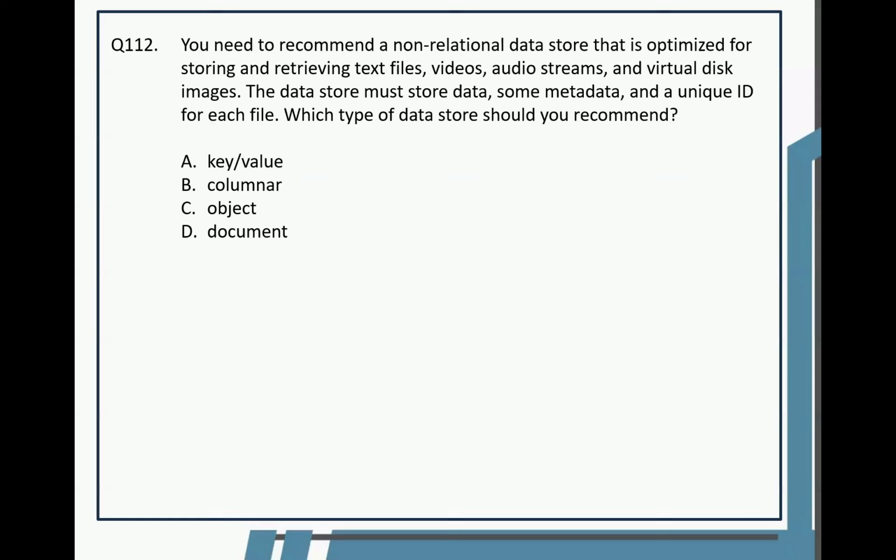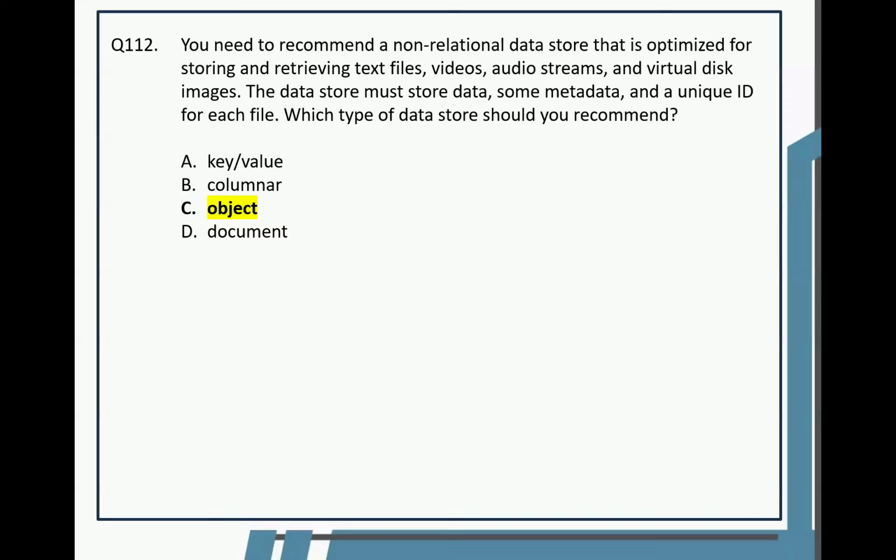Now, folks, object store stores data as objects where each object contains the data itself, like video, audio, metadata, and a unique identifier. This makes it ideal for unstructured data like media files and backups, for example, Azure Blob Storage.